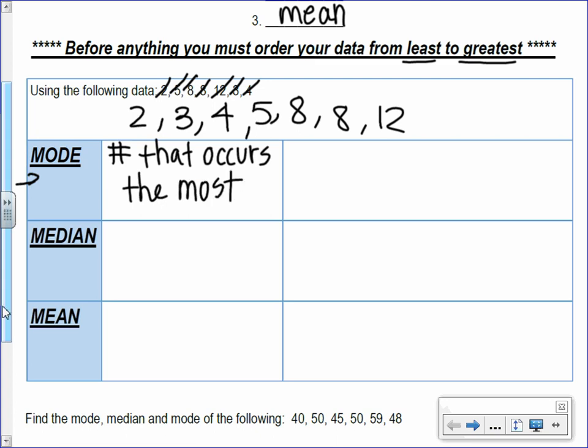And sometimes there may not be a mode. Sometimes every number may only appear once, or every number may appear twice. But if a number appears more than any other number, that's what we call the mode. So in this data, if you notice, the 8 appears twice. It's the only number that appears more than once. So in this situation, 8 is going to be our mode. 8 is our mode because it appears the most.